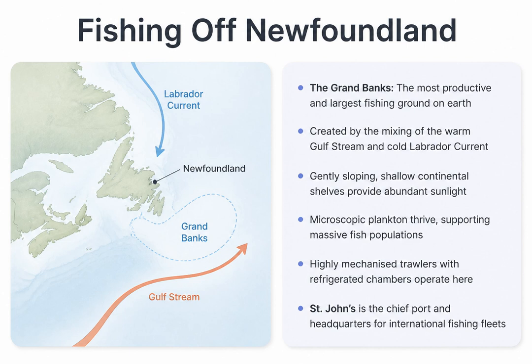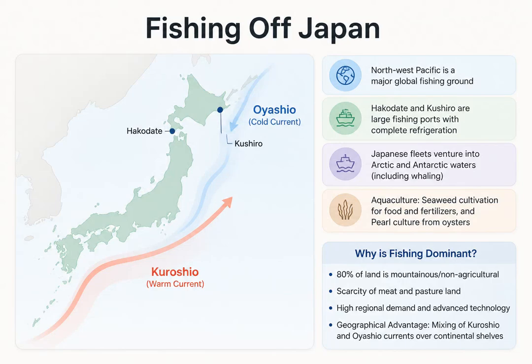feeds millions of fish. The industry here is highly advanced, utilizing mechanized trawlers with onboard refrigeration. The Port of St. John serves as the bustling headquarters not just for Canadian fleets, but for international vessels from Europe and Japan as well. Across the globe, the Northwest Pacific surrounding Japan is another premier fishing ground. Fishing is absolutely vital to Japan's survival.